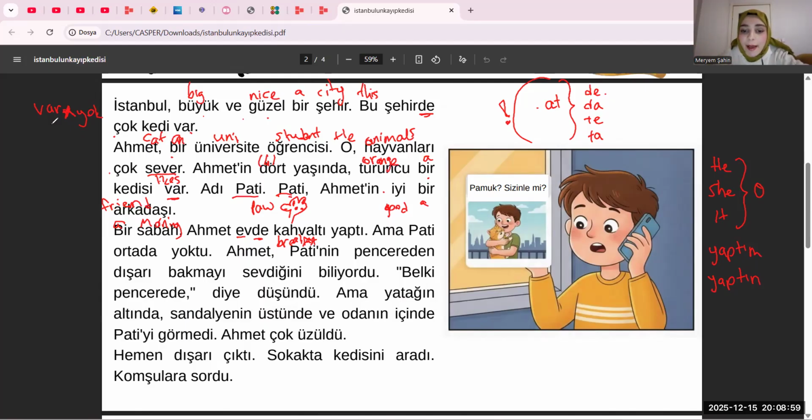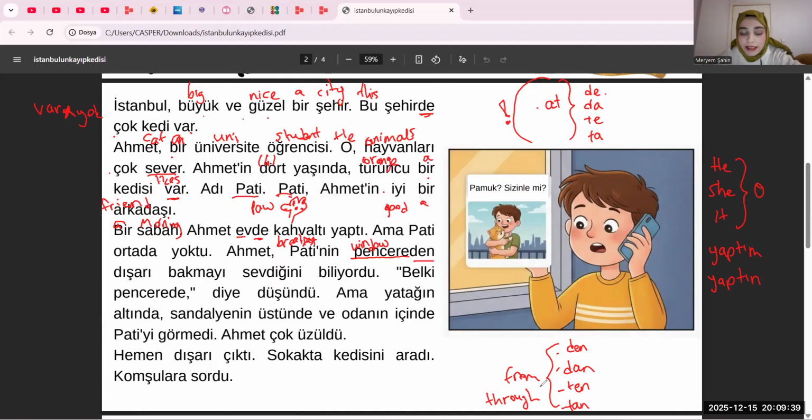Ahmet Pati'nin pencere. Pencere? Window. What is pencereden? Now we're seeing another thing: den, or ton. It stands for from or through, maybe. So pencereden means through the window or from the window.